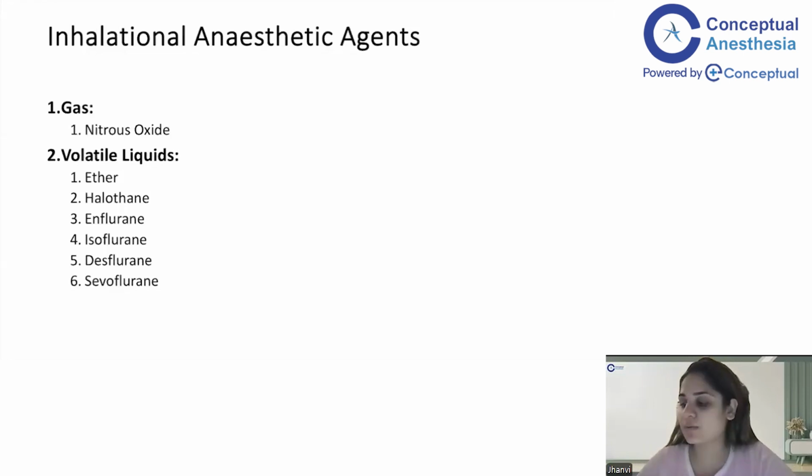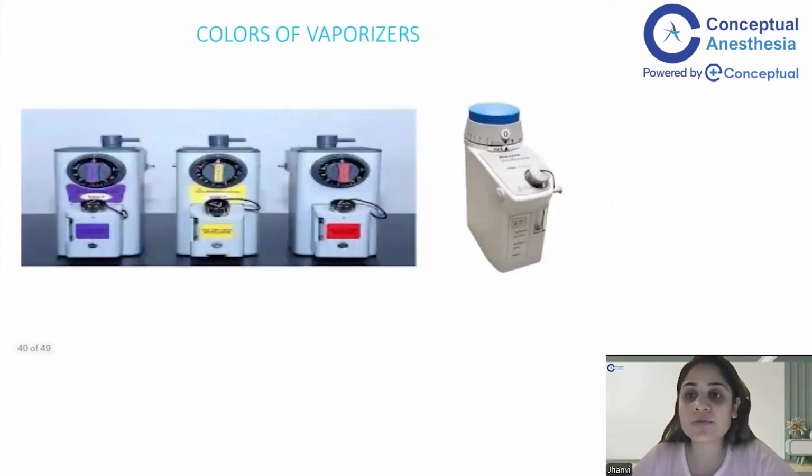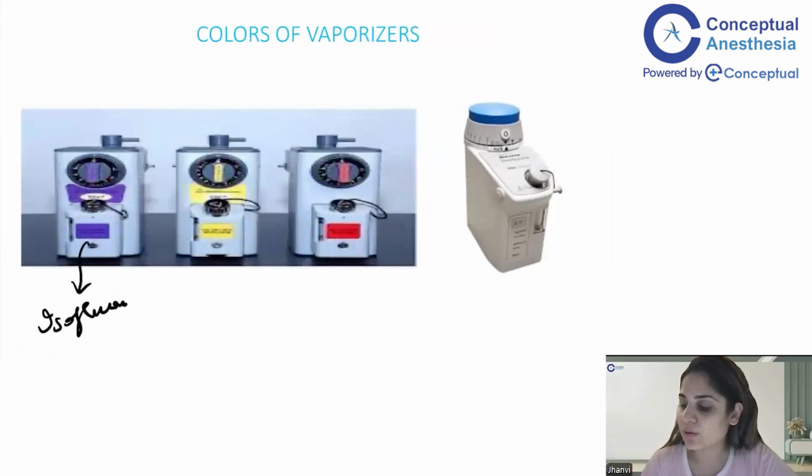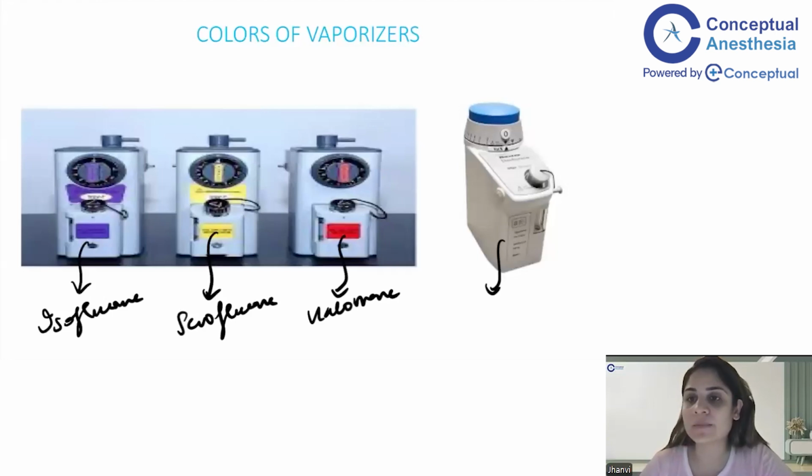Now, these are some of the agents that we will be discussing. Let's start off first with the colors of the vaporizers of each anesthetic agent. The purple color vaporizer contains isoflurane. Yellow color vaporizer contains sevoflurane. Red color vaporizer contains halothane. And the blue color one contains desflurane. So this is the color coding of the vaporizers.